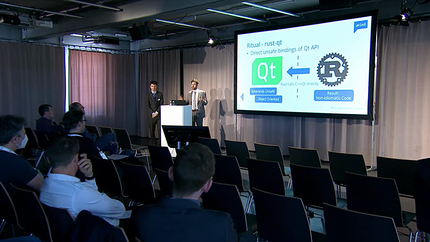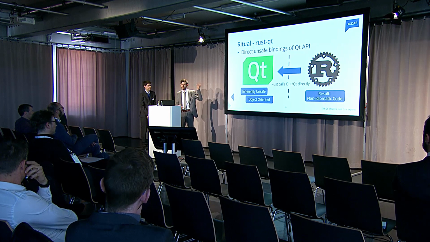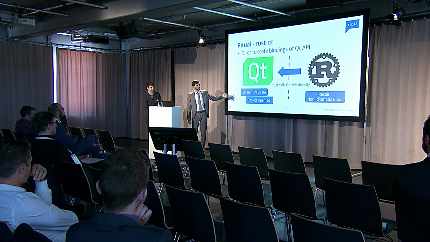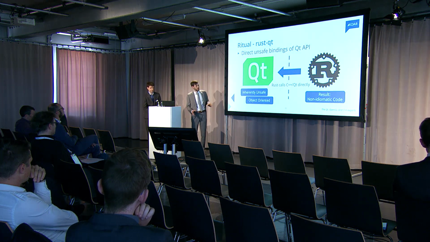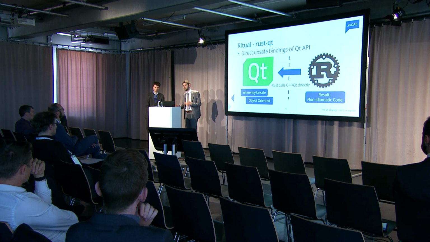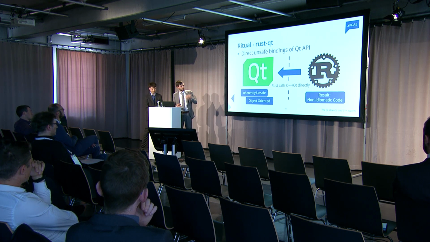So first up, there's the straight up, I don't care about safety option. I'll just go with Ritual, sometimes also called Rust Qt, which can give me all the things from Qt, because it basically exposes the entire API from Qt over to Rust. That does, however, of course, have the problem that Qt, from Rust's perspective, is inherently unsafe, and it's also object-oriented, which Rust actually isn't, so we end up with very non-idiomatic code in Rust, and we basically lose a lot of the safety guarantees that we've worked so hard to gain with Rust. But on the other hand, you do get basically all the access to Qt.